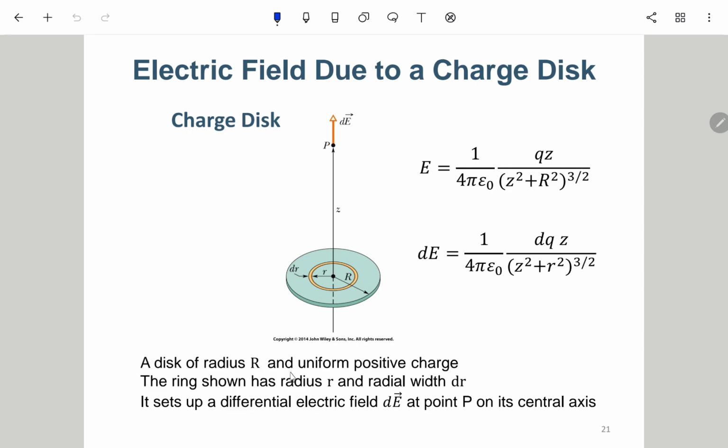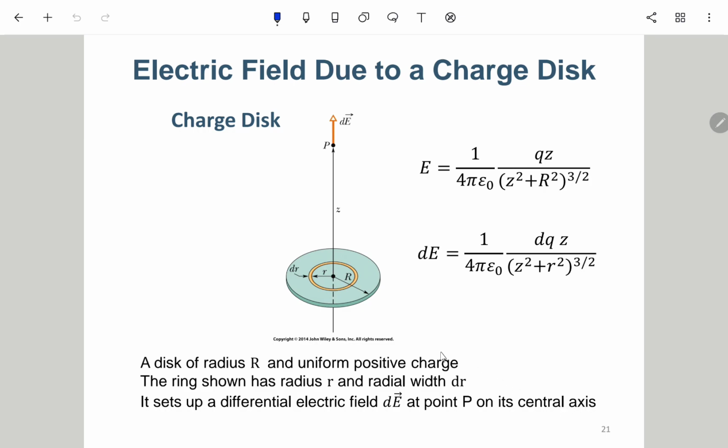A disk of radius r and uniform positive charge. The ring shown has radius r and radial width dr. So it sets up a differential electric field dE at point P on its central axis.